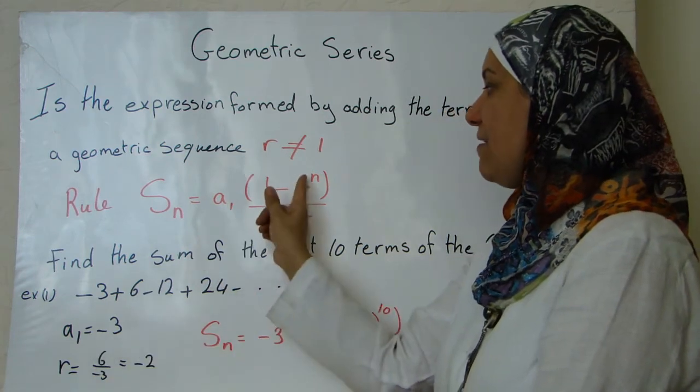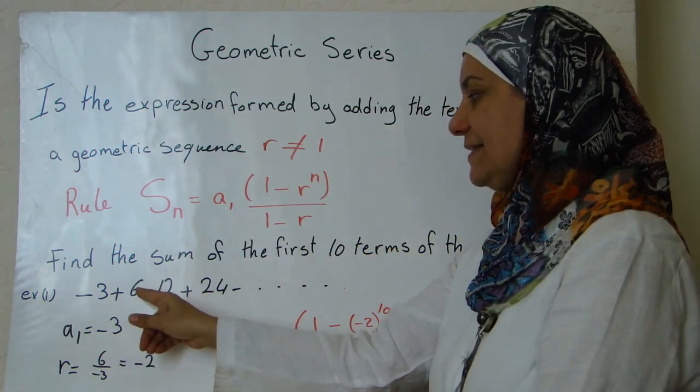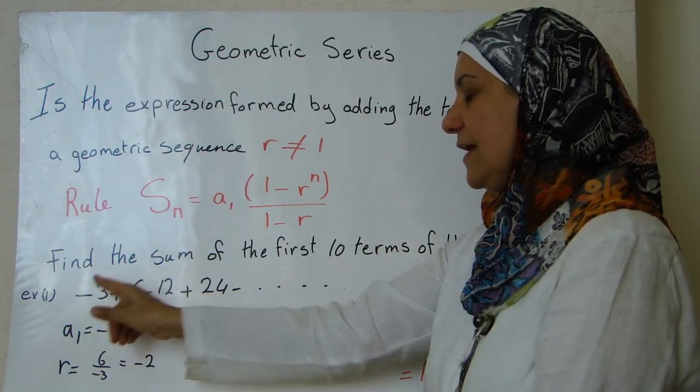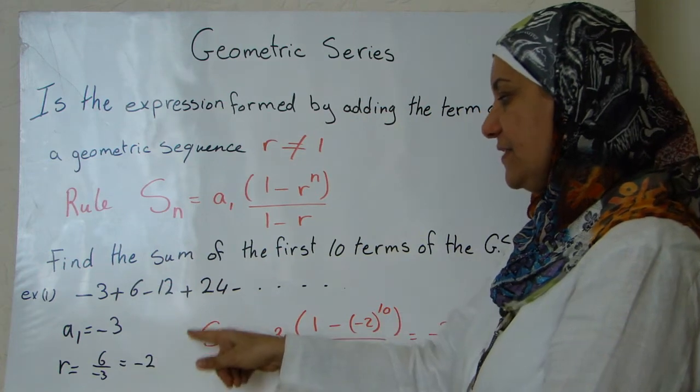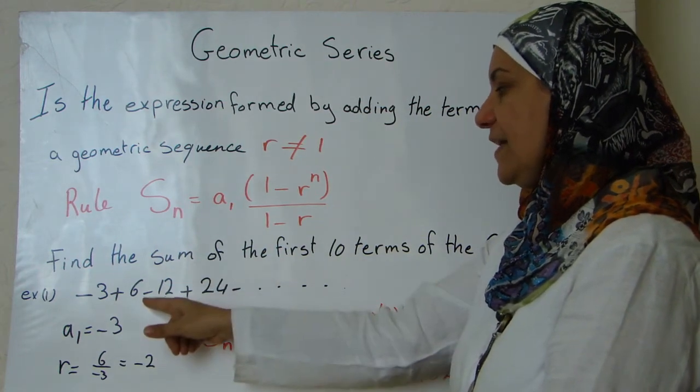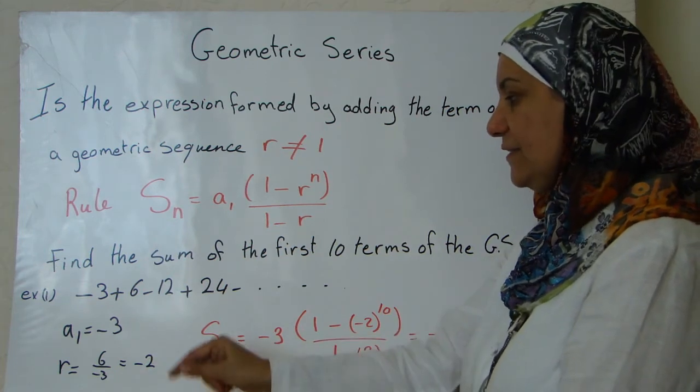What about my r? How can I get my r? I'm going to divide 6 divided by negative 3, 6 over negative 3, negative 12 over 6, or 24 over negative 12. All of them would give me the same answer, which is negative 2.